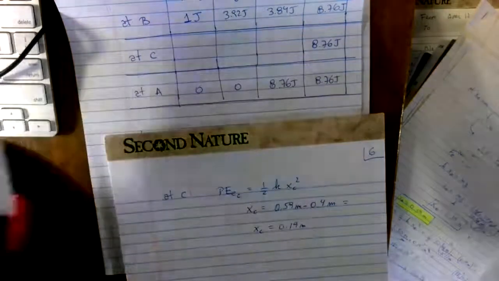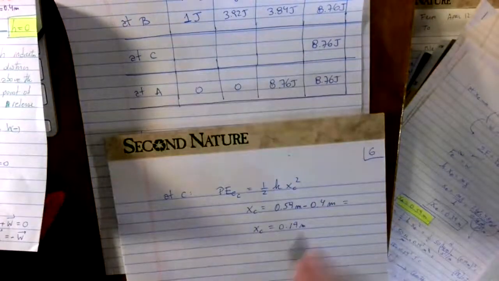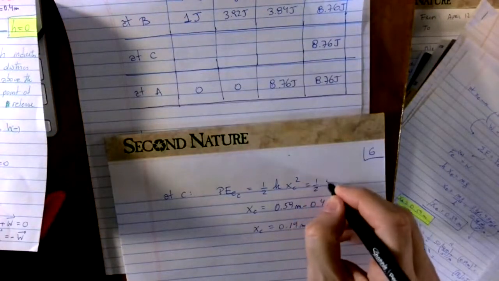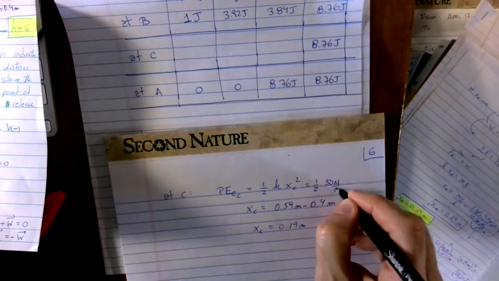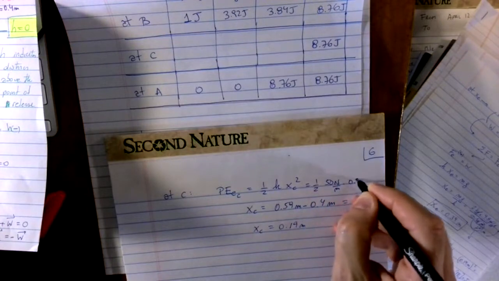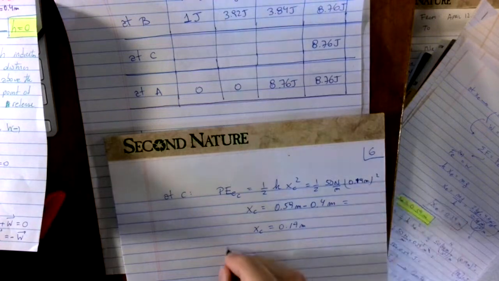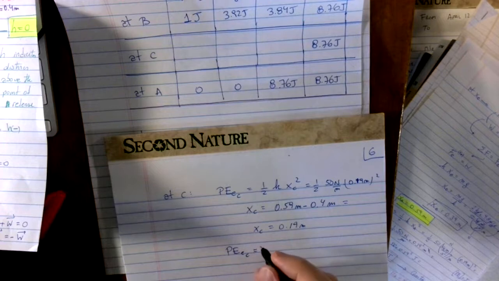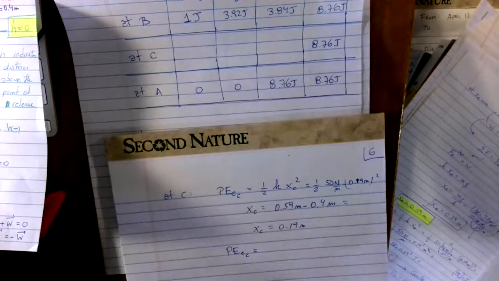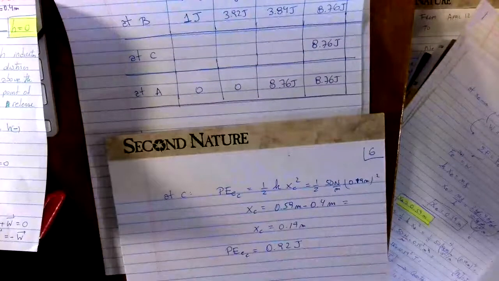Okay, with that xc, then we come here and calculate 1/2 times 50 newtons per meter times 0.19 meters squared, and then we get whatever the value of this is. Can do the calculation. Yeah, 0.19, 1/2, 0.92 joules.